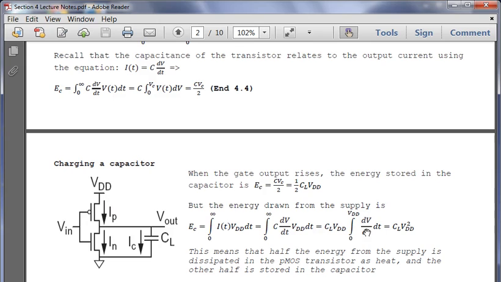So over the range of the cycle, we have a frequency going in, we have a time frame for one cycle. Half of it is dissipated in the PMOS transistor, and half of it is going to be dissipated by the capacitor for storing charge.